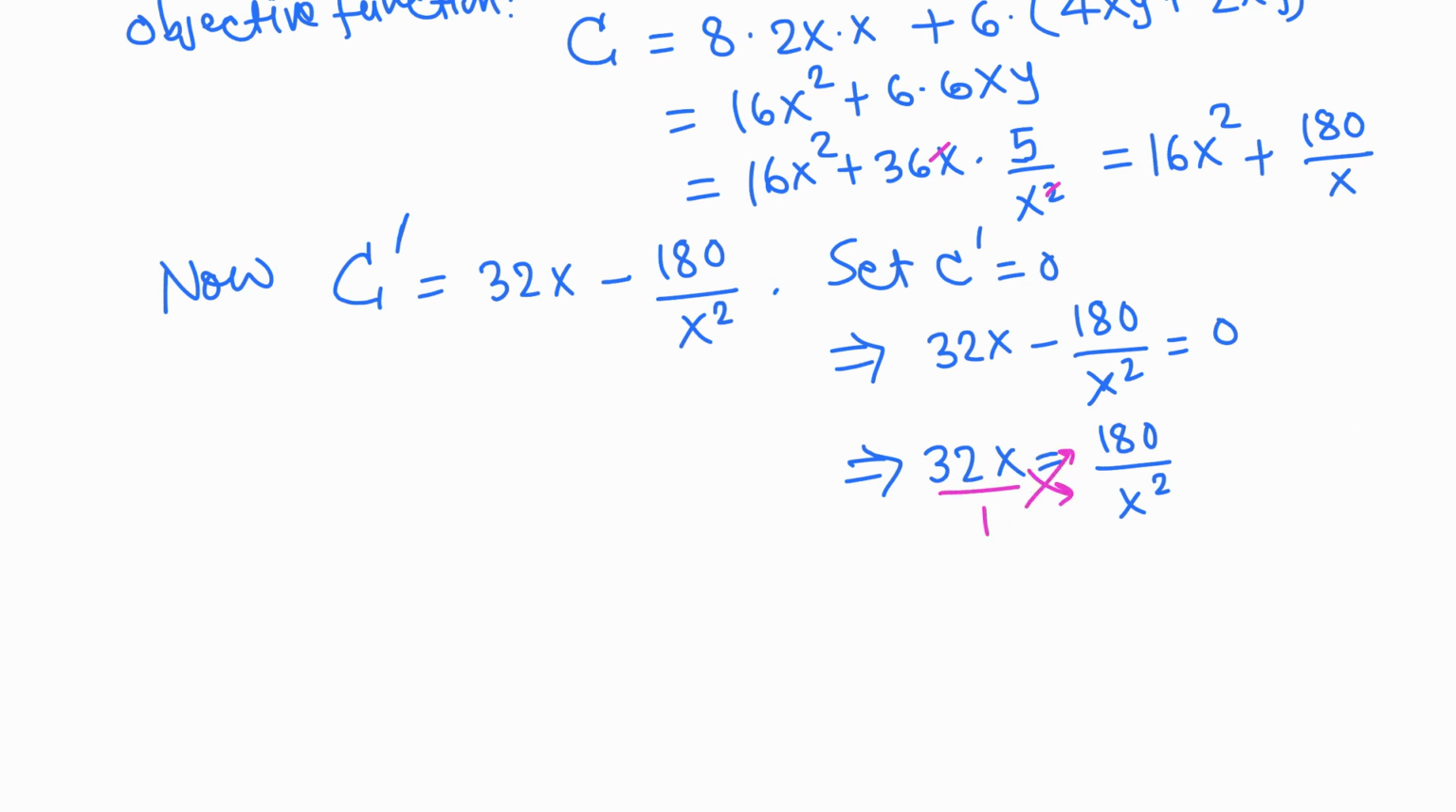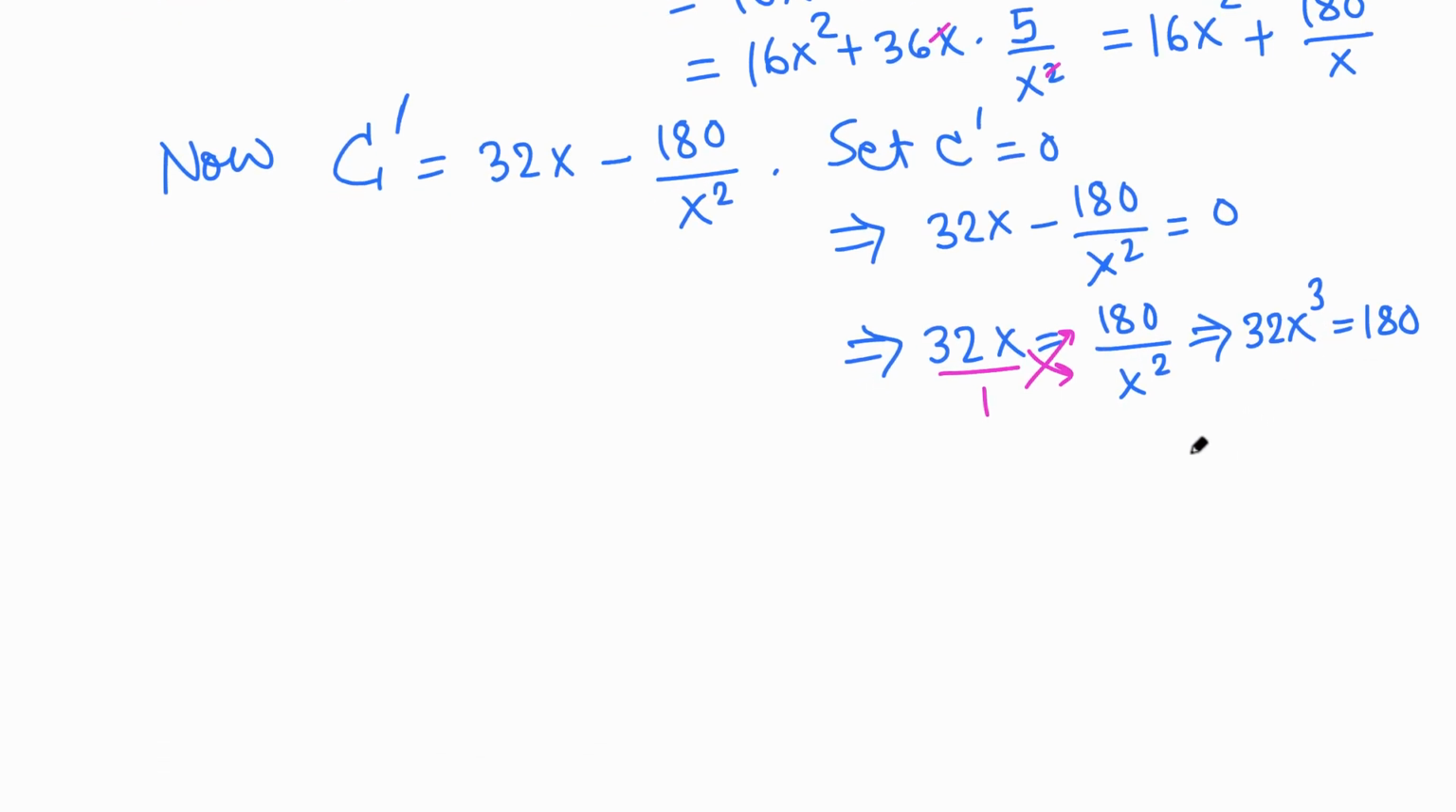Now we can cross multiply. I'm trying to solve for x. So 32x times x squared is 32x cubed. This implies 32x cubed is 180. Okay, now divide by 32 and take the cube root. So x cubed is 180 over 32. Okay, and now we can simplify this and take the cube root.